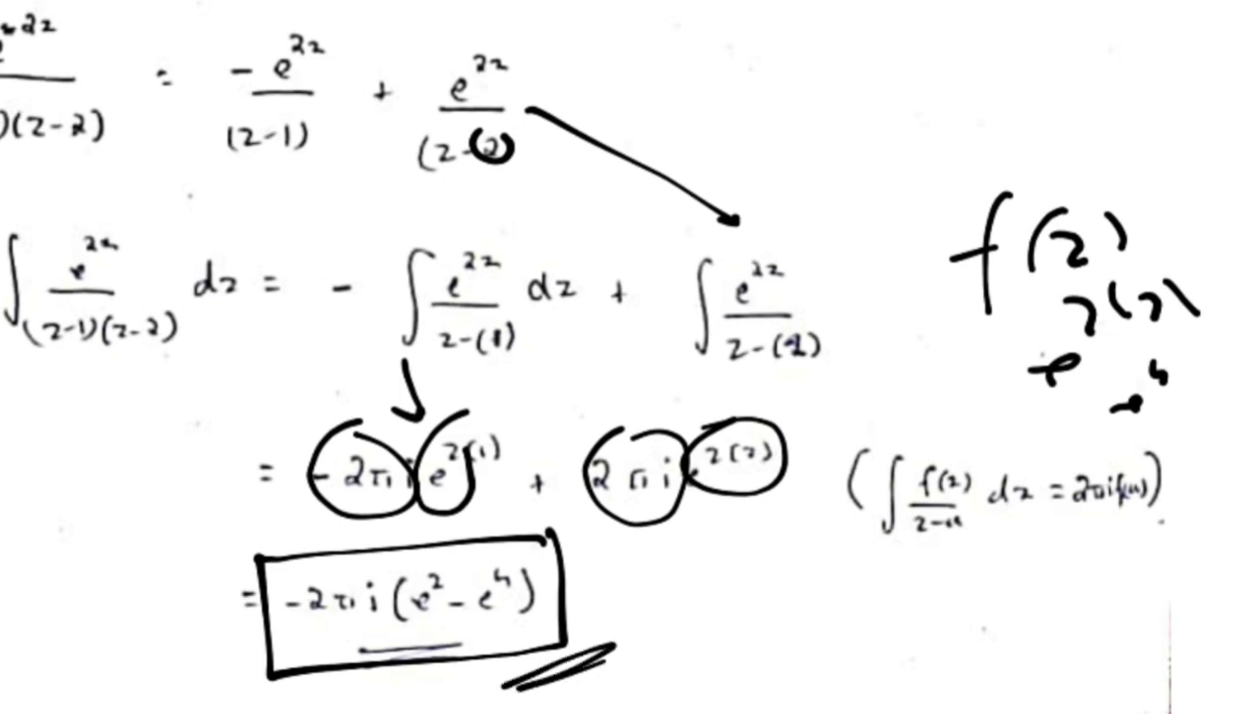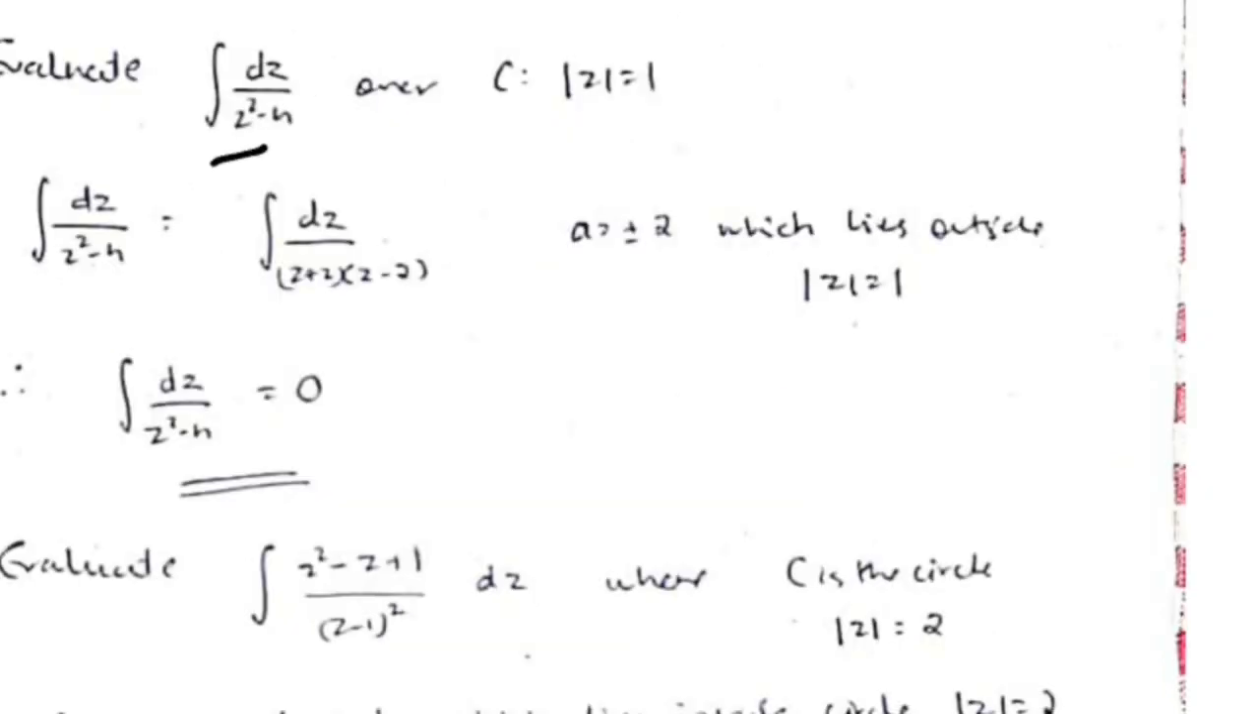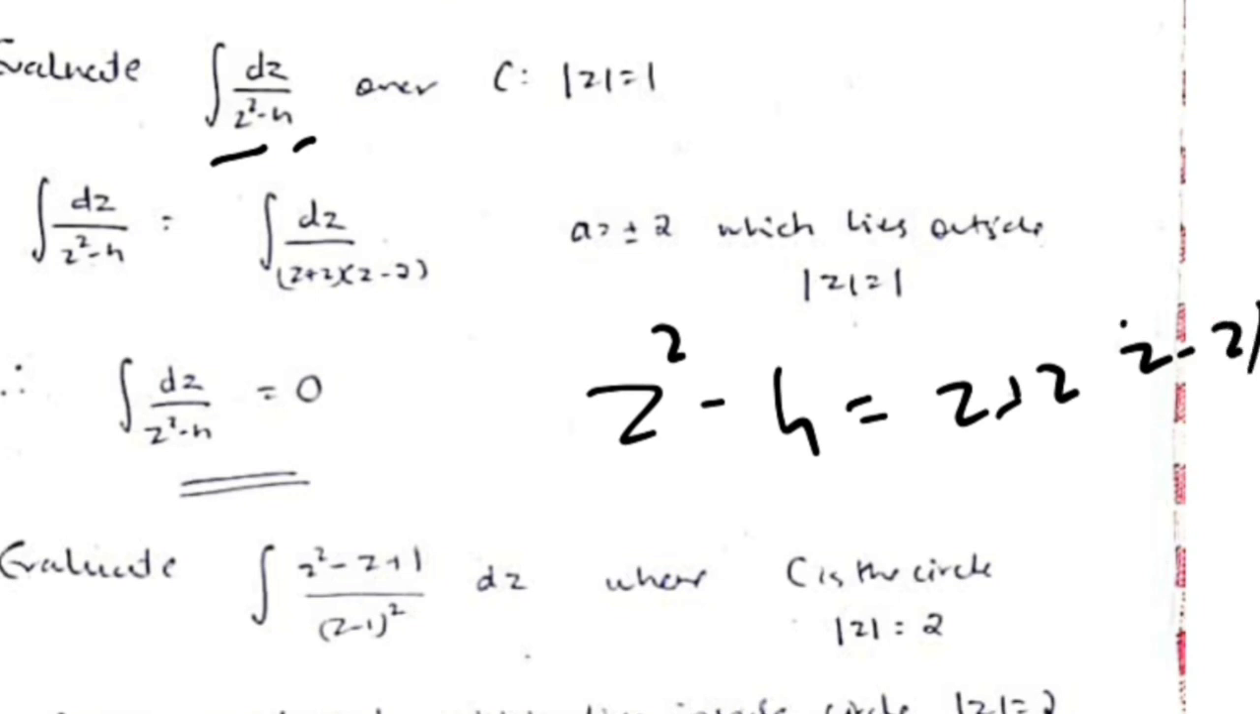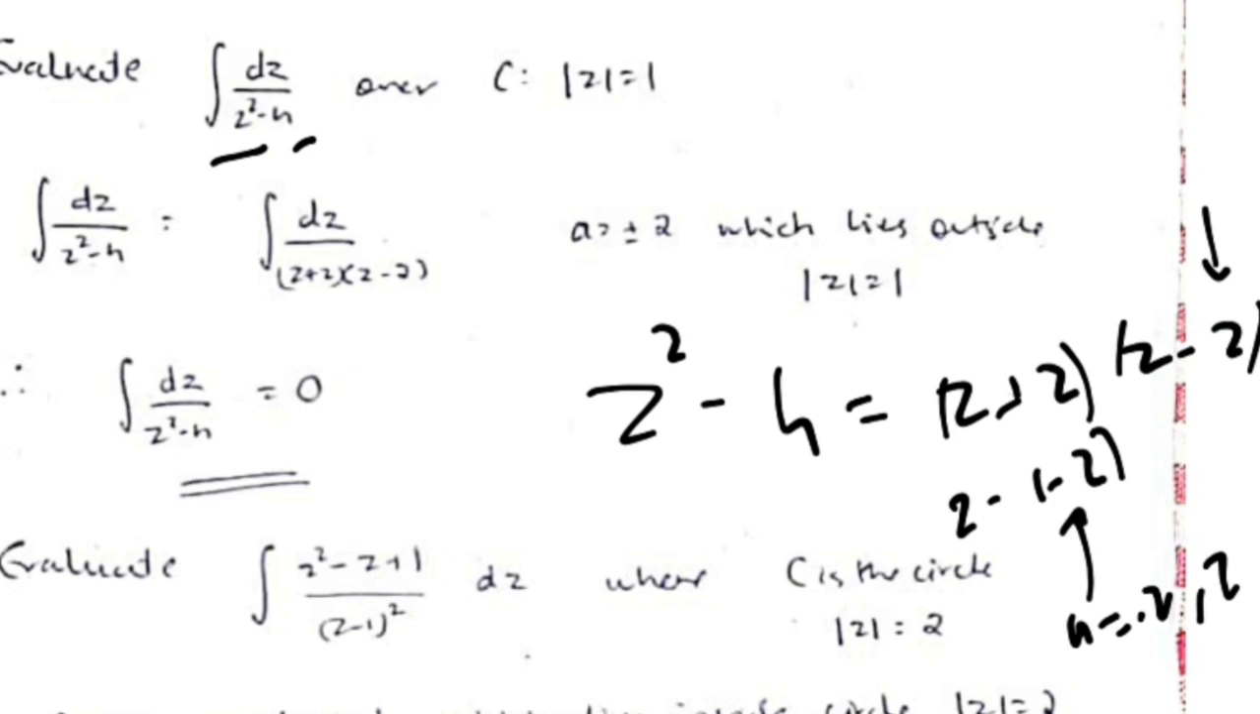Okay. Coming to the second question, we have been given dz by z square minus 4. z square minus 4 can be written as z plus 2 into z minus 2. So what are the values of a and b? The a value is, see here, it can be written as z minus minus 2. So the value of a is minus 2, and from here the value of b is 2. So the values can be written as minus 2 comma 2.